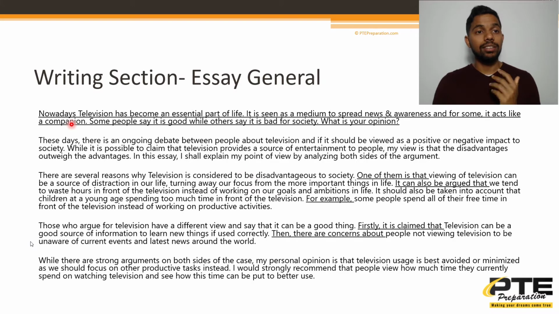Now I've given you a simple example here about television and whether it's good or bad. So I'll read the topic question. Nowadays television has become an essential part of life. It is seen as a medium to spread news and awareness, and for some it acts like a companion. Some people say it is good while others say it is bad for society. What is your opinion? So basically the essay is talking about television, good or bad.